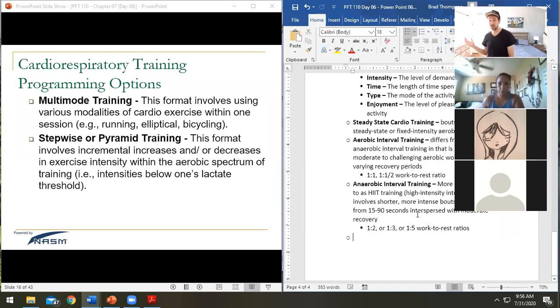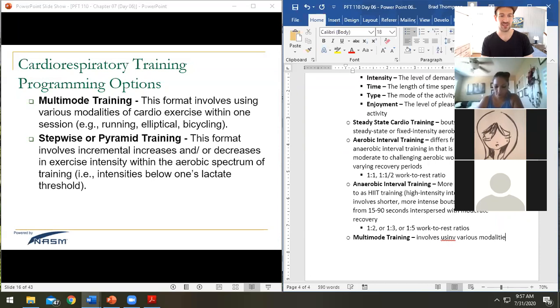Not the best way to build strength, just a great way to burn a bunch of calories. So multi-mode training involves using various modalities of cardio within one session, right? Running, elliptical, spin bike, etc. So that's multi-mode training. Those are kind of fun.